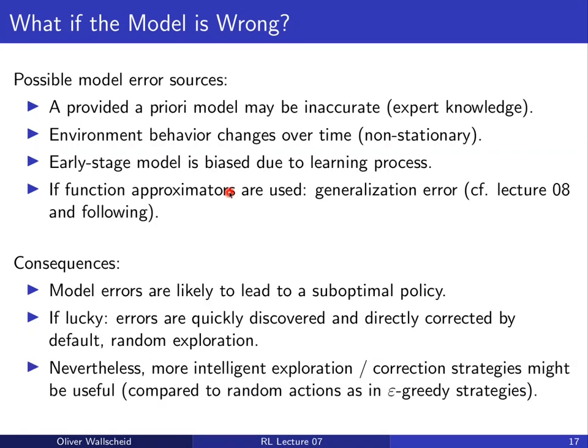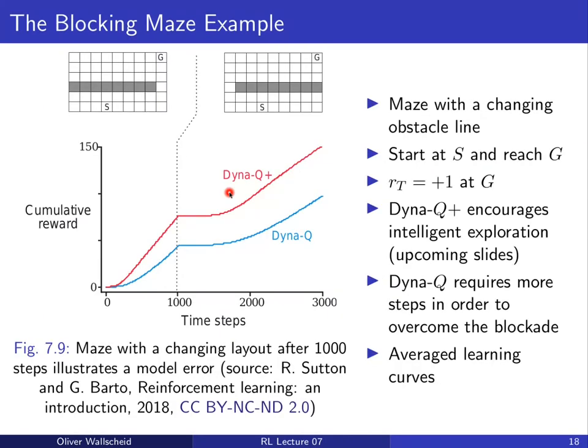However, as we have seen also with the Q-learning and Dyna-Q learning case, applying random actions in an epsilon greedy sense is of course not the best way to find model errors, because this is, let's say, the default, very straightforward, simple approach, which is maybe not able to detect model errors so quickly. We will see this issue shortly, or basically, we will see it here already in the blocking maze example.